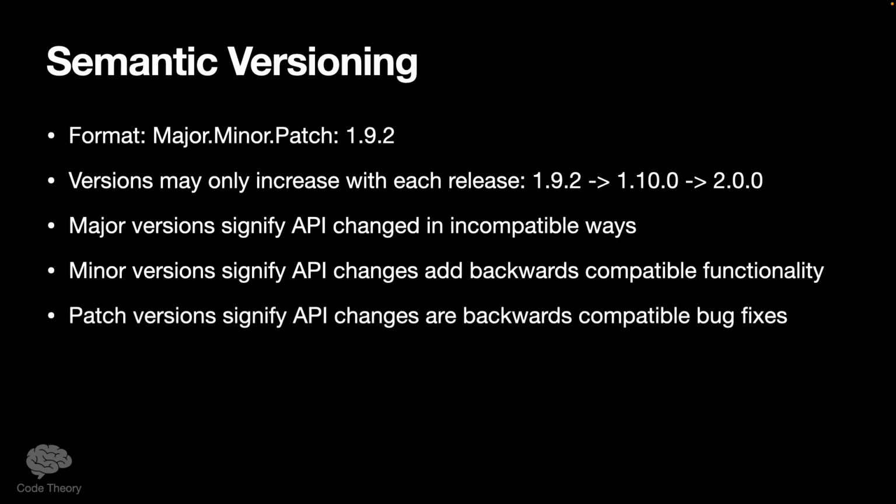Then patch versions, the final kind, signify API changes that are backwards compatible, much like minor versions. However, they perform bug fixes specifically, as opposed to adding new functionality. So they just fix existing bugs.